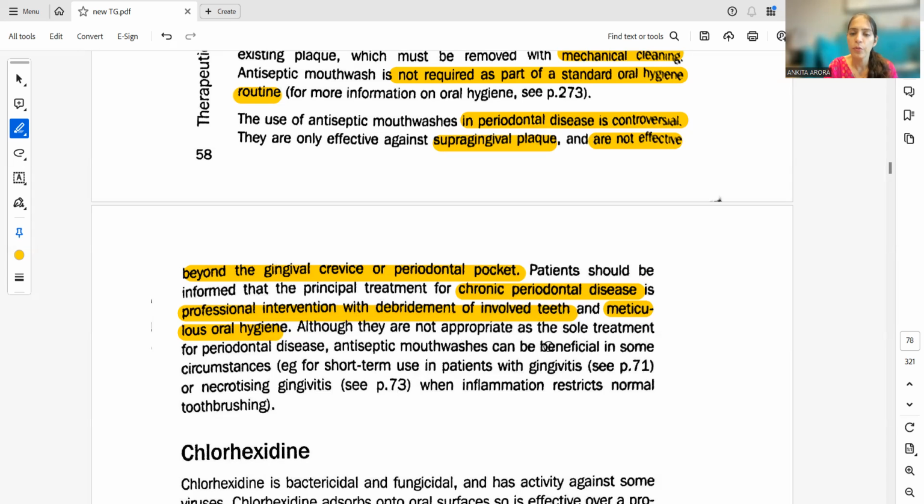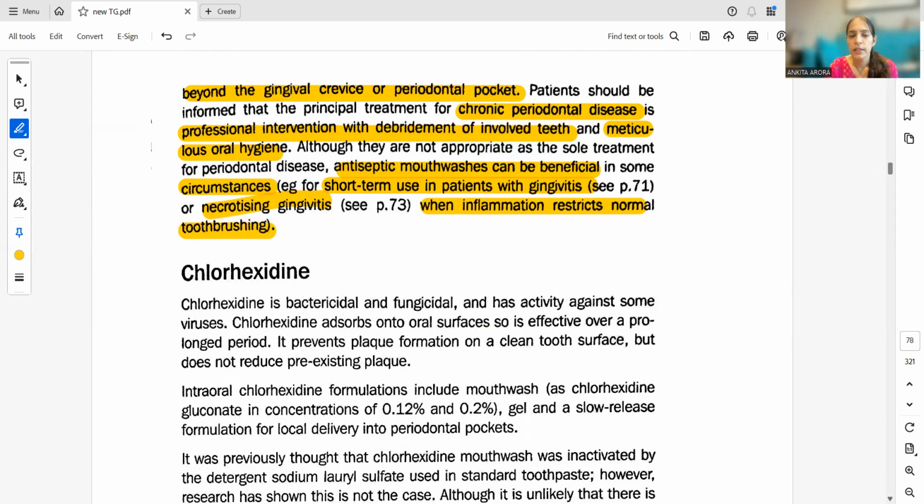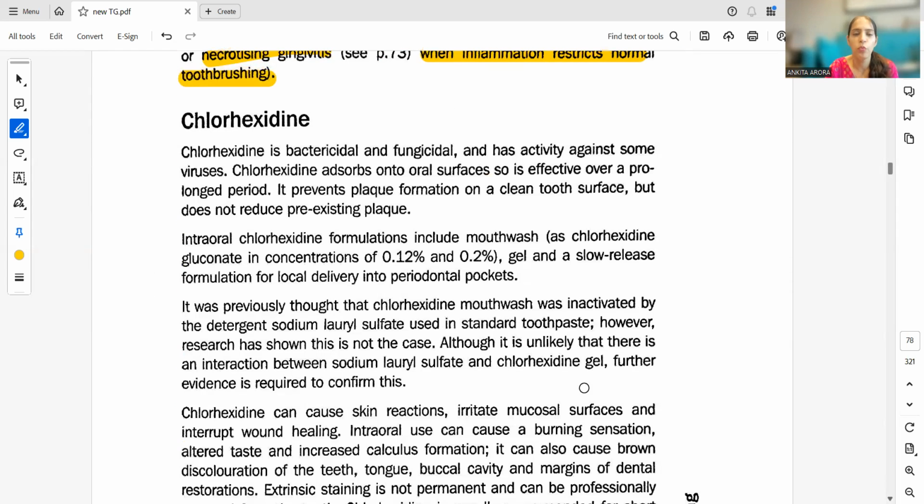Although they are not appropriate as the sole treatment for periodontal disease, they can be beneficial in some circumstances, like short-term use in patients with gingivitis or necrotizing gingivitis, when inflammation restricts normal toothbrushing. Then we have chlorhexidine mouthwash, the major mouthwash recommended as per ADC exams and as per the norm. Whenever we are prescribing a mouthwash, this is the first-line mouthwash we would think of.